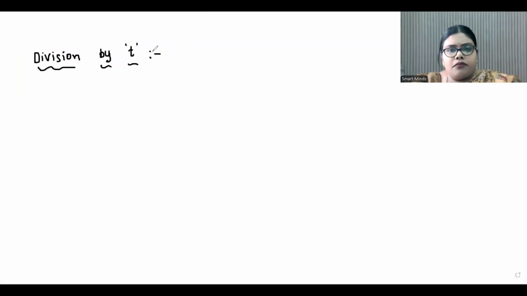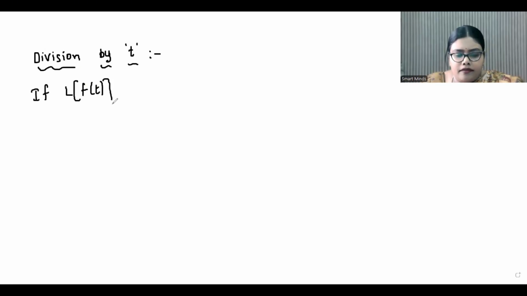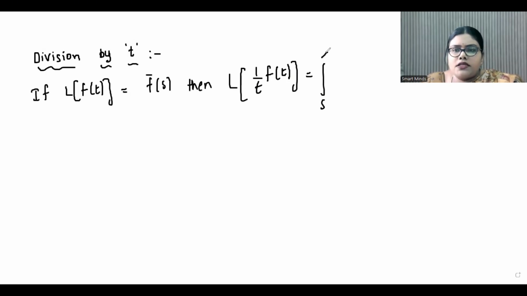Let us cover division by t from Laplace transforms. So let me give you the theorem. If L of f of t is equal to f bar of s, then L of 1 by t f of t is equal to integral s to infinity f bar of s ds. This is the property for division by t. Now let us cover a few problems.